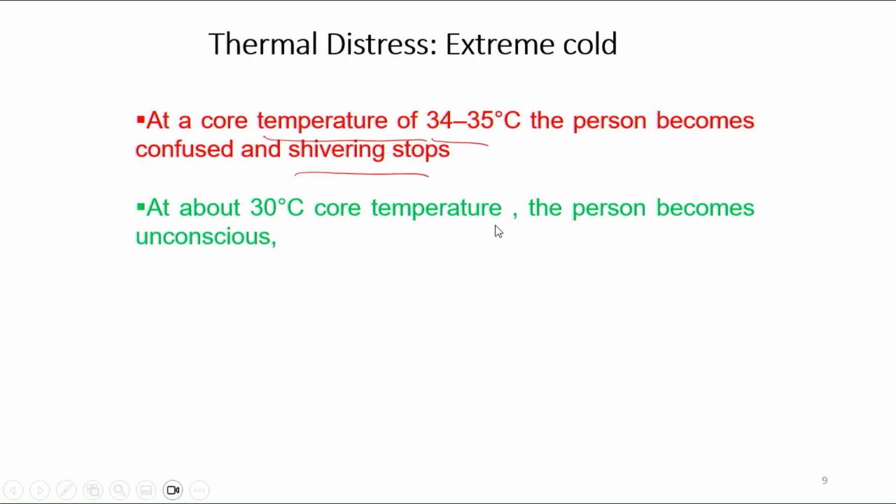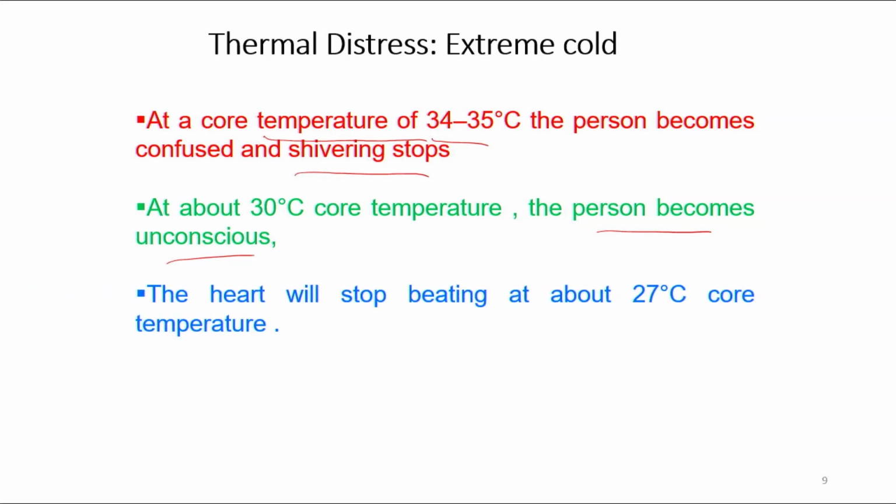We are talking about the core temperature of the body, not the skin temperature. If body core temperature has dropped from 37 to say 30 degrees Celsius, the person becomes unconscious. This unconsciousness can be reversed, that is, he may become conscious if we rewarm him. The heart will stop beating at about 27 degrees Celsius core temperature. If the body core temperature becomes 27 degrees Celsius, we cannot survive. So, that is the situation.